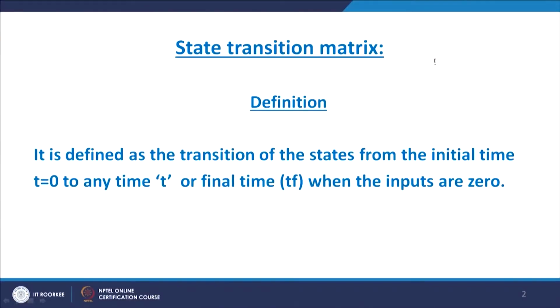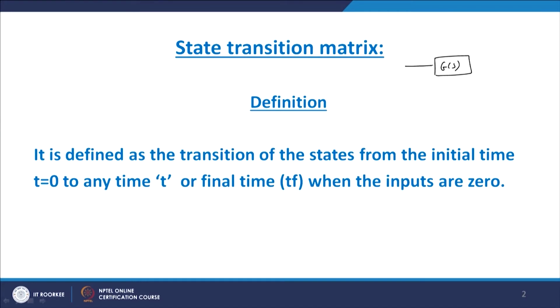We start with the state transition matrix. So, what is meant by state transition matrix? If you see a classical system, there is involvement of a plant, say G of S.